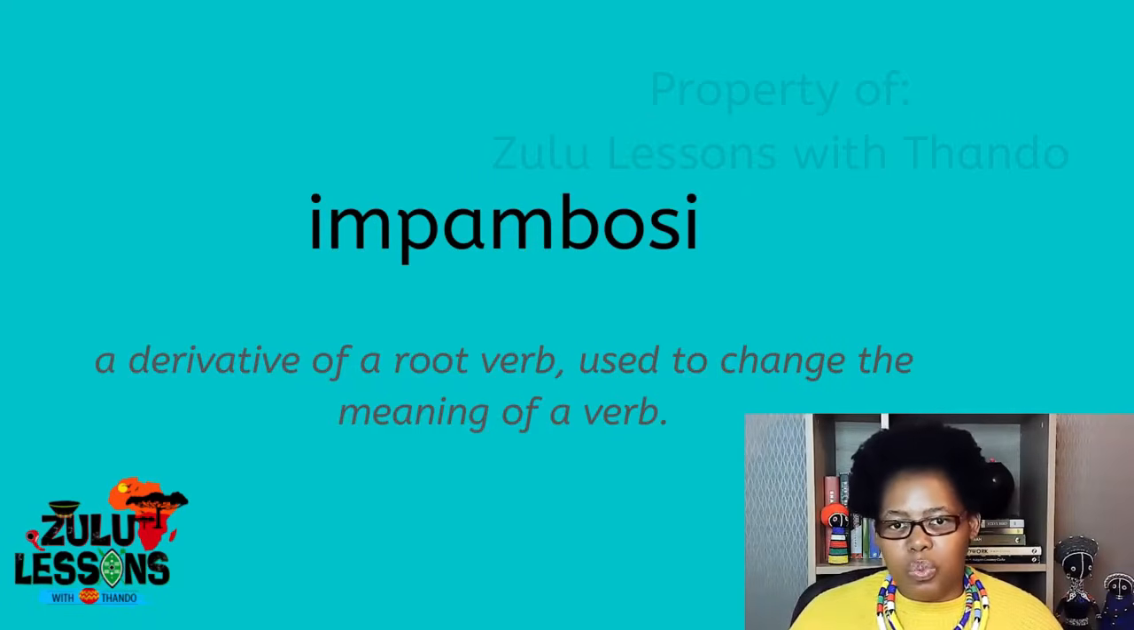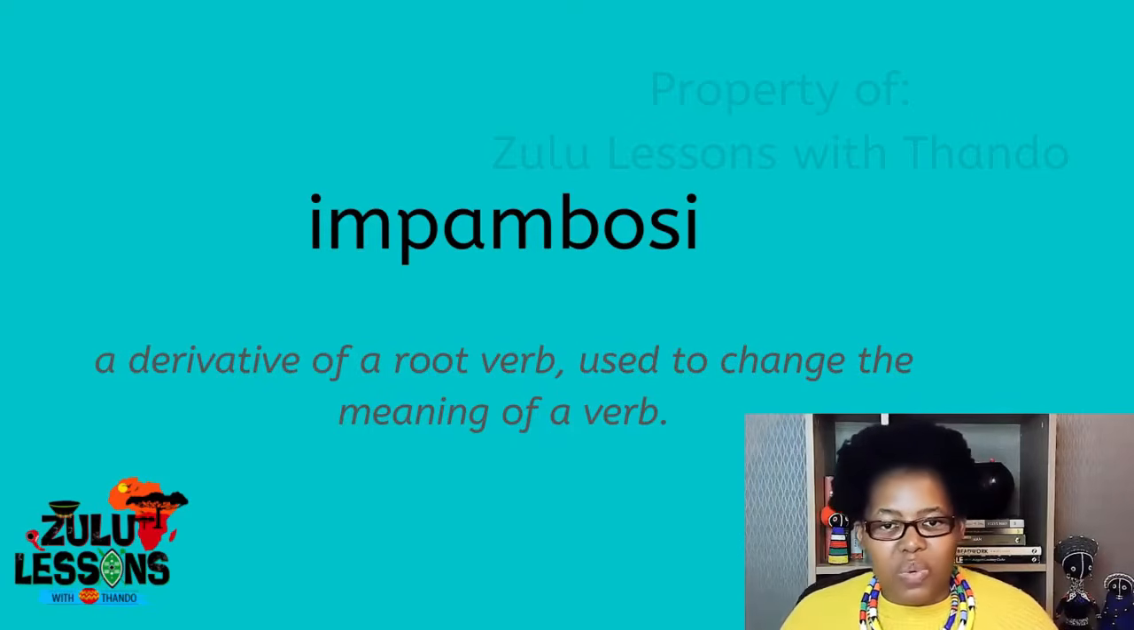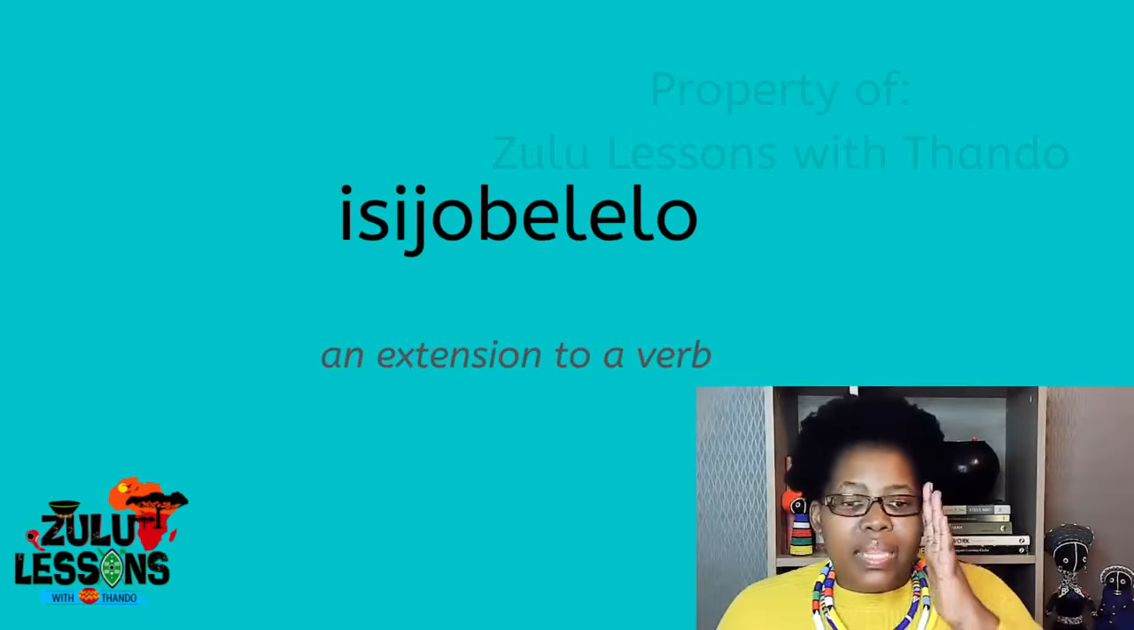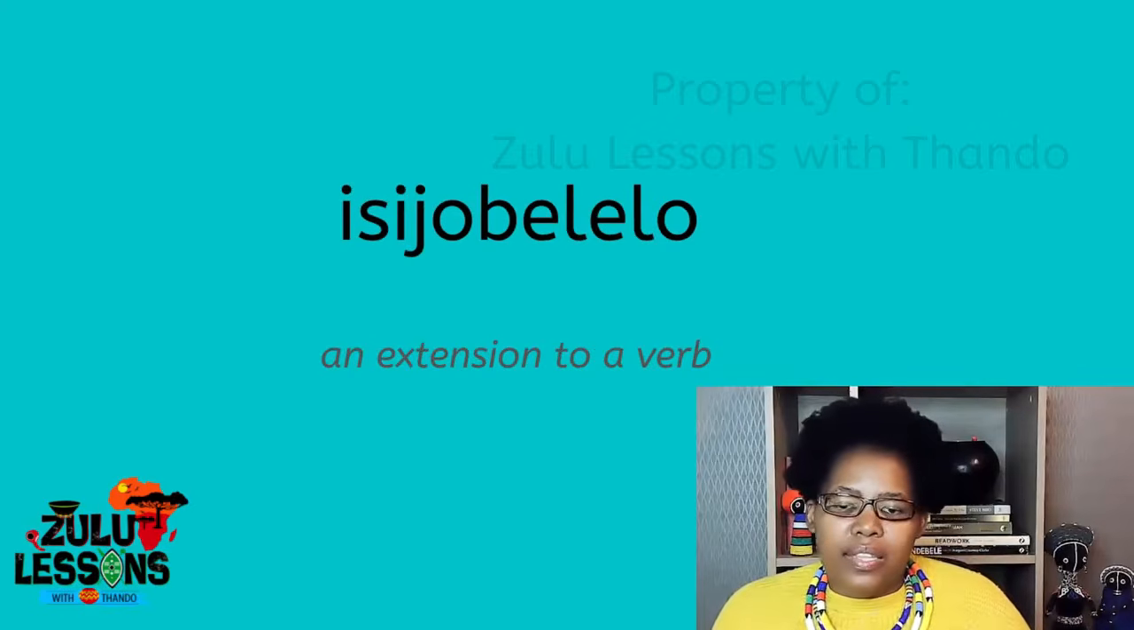Mngani, there is something we call Impambosi. Impambosi in isiZulu really simply means a derivative. So it's a derivative of one word, a root word, and you add a suffix or an extension to it, and it really just changes the word altogether. So let's look at one here. This extension that we are going to be adding is called isijobelelo.